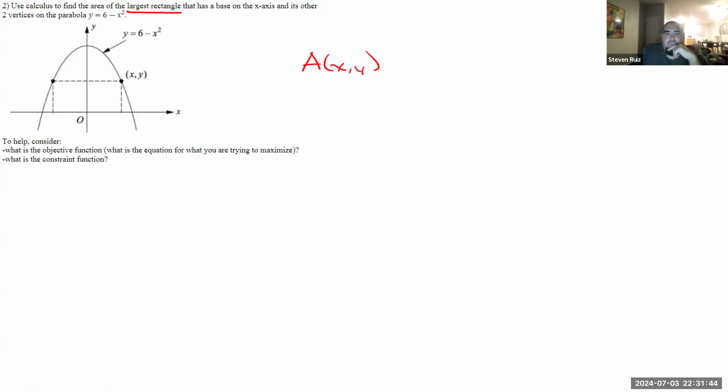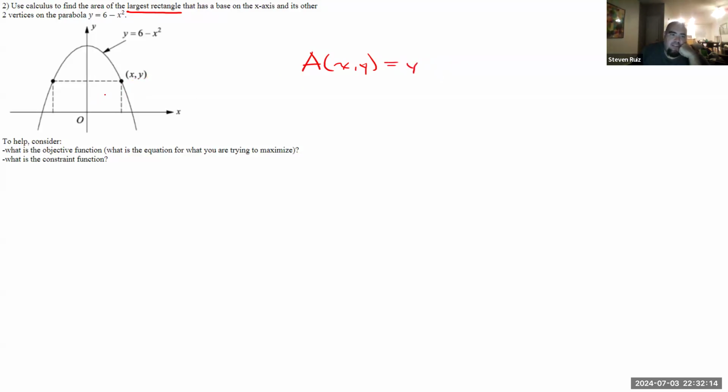So A of x and y equals xy, length times height here. Actually, it's not quite just xy, is it? But let's go with x and y, we'll start from there. What's the height of this rectangle? It's going to be exactly whatever this y value of this point here is.